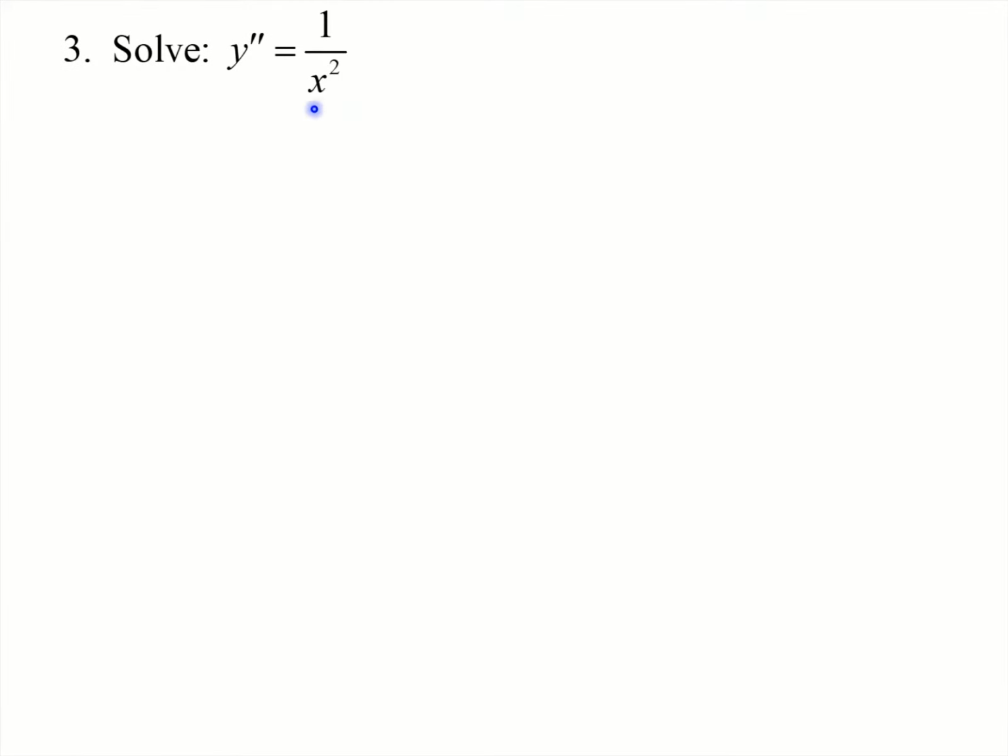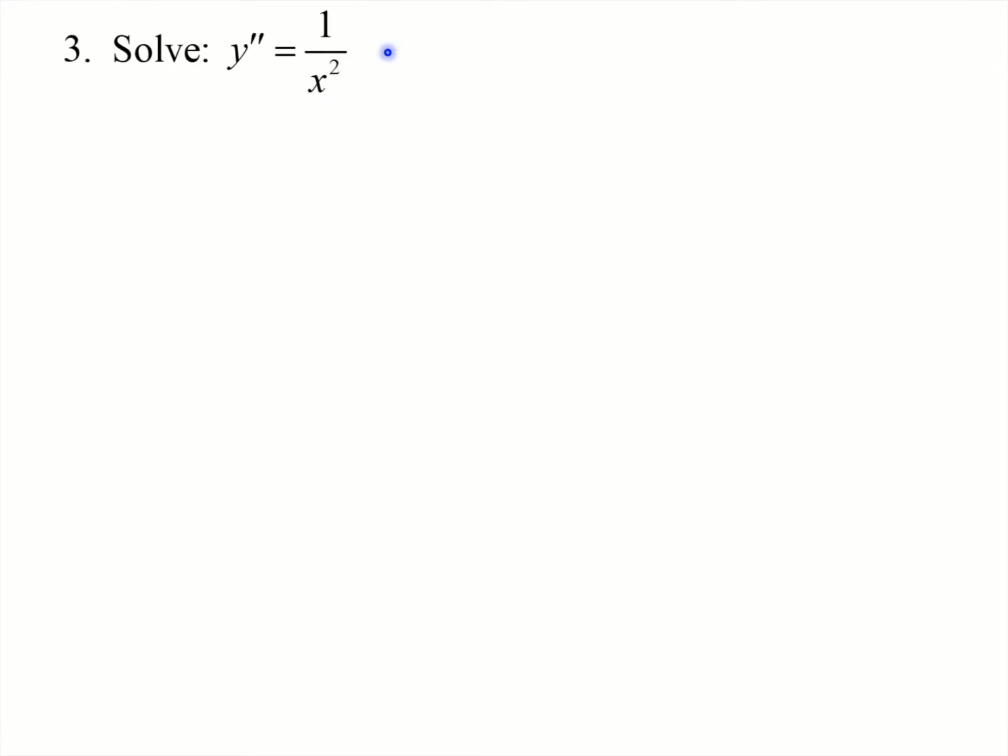Well, you would just zap both sides with the antiderivative gun, or the integral gun if you want to call it that. The antiderivative of y double prime is y prime plus a constant, and for the antiderivative of 1 over x squared, you've got to write that as x to the negative 2 and do all that jazz. You would end up getting negative 1 over x plus a constant. I'm just going to put all the constants on the right-hand side and put them all into one constant. So y prime is negative 1 over x plus, we'll call that constant, c1.